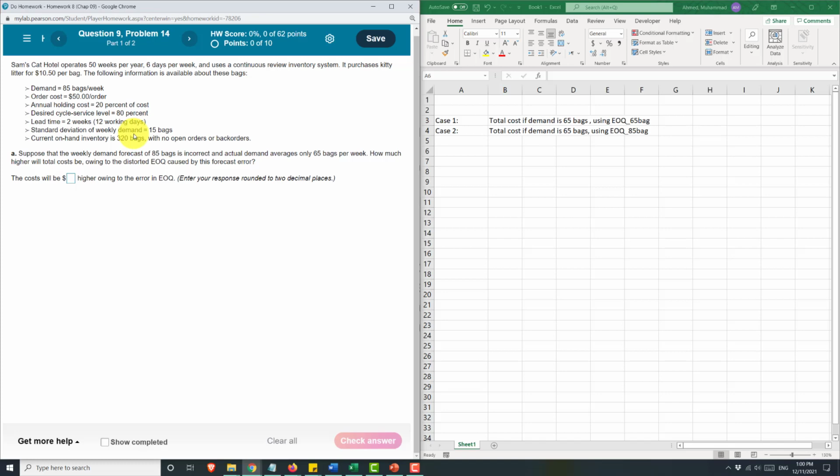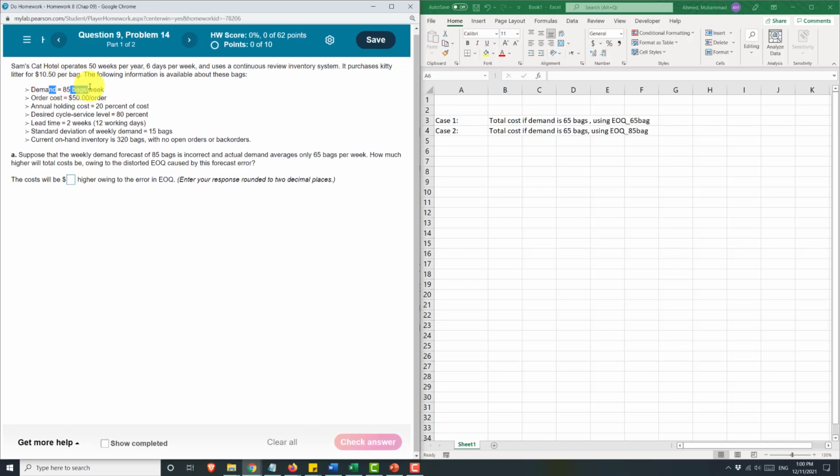So in this question, we expect demand to be 85 bags per week. This is what we expect it to be, and the number may be different for you, but actual demand turns out to be different. In my situation, it only turns out to be 65 bags per week. When you see the problem, this 65 might be some other number. And so the mismatch between our forecast of demand, which we use to calculate the EOQ, and the actual demand, how costly is that?